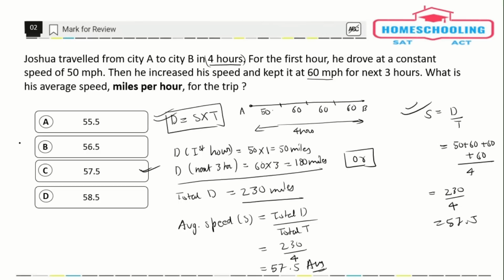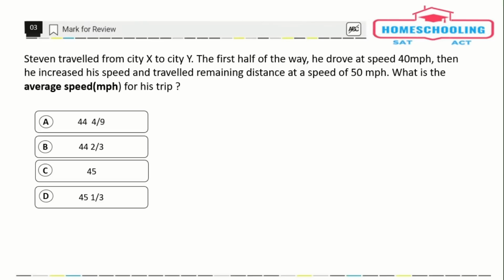You can approach this question by both methods. This will consume less time because you're doing a lot of things in your mind. Instead of writing here, you are doing all those things in your mind to find the total distance. So this is how you're going to approach it. Now let's move on to the next question.